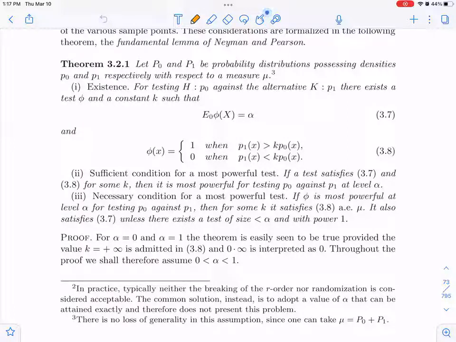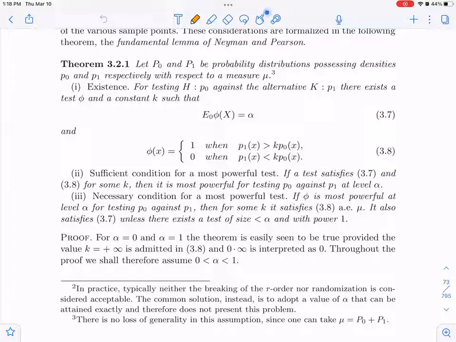And then there's a sufficient condition. If 3.7 and 3.8 are satisfied, then it's the most powerful test, P0 against P1. This we did. This was the necessity, which we didn't, and if you're interested, you can read the proof here. I just want to point out a caveat. If phi is the most powerful test at level alpha for testing P0 against P1, then for some K it satisfies this.